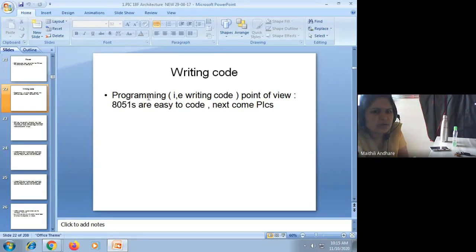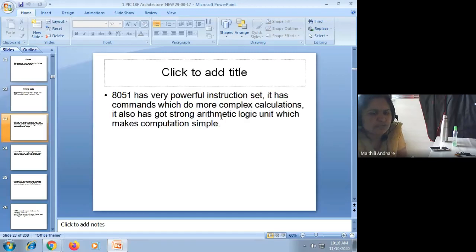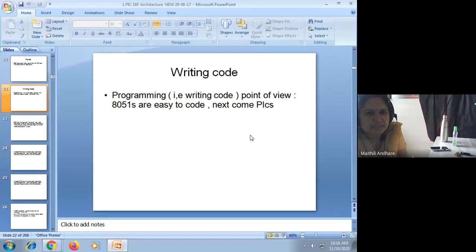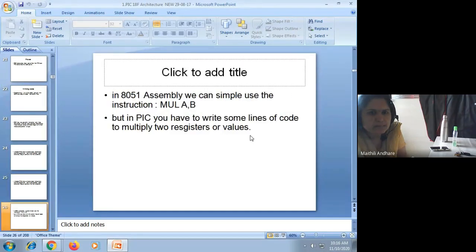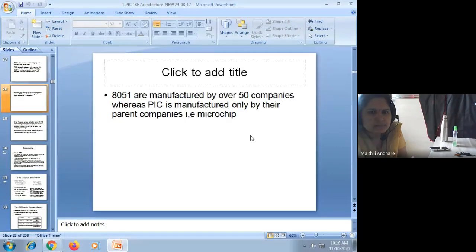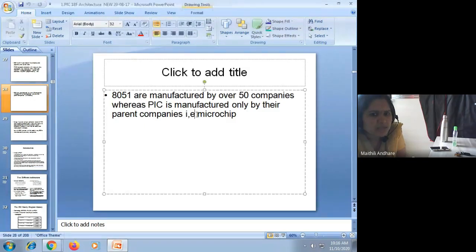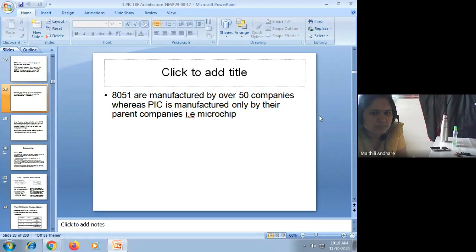But again, from the programming point of view, when we compare 8051 and PIC microcontroller, 8051 is easier to code. From the programming point of view 8051 is the easier one, because straightforward instructions are available. The user can use them directly. One more difference is that 8051 is manufactured by a number of companies; there are more than 50 vendors who manufacture 8051 family ICs. Whereas PIC is manufactured only by the parent company, known as Microchip. This is one more difference between 8051 and PIC microcontroller. So PIC is manufactured only by the Microchip company.